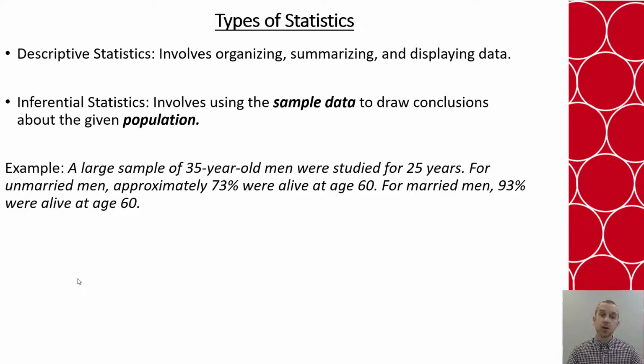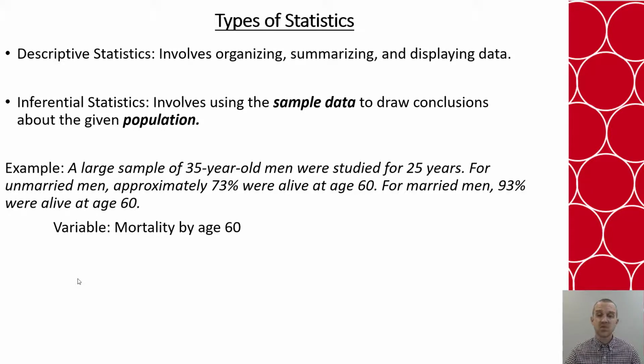So say we have a large sample of 35-year-old men that was studied for 25 years. So this is a longitudinal study done over many years. For unmarried men, approximately 73% were alive at age 60. For married men, 93% were alive at age 60. So the variable that's being looked at here is what's the mortality of men by age 60? And trying to understand, does being married or unmarried influence that at all? That's what we're trying to understand.